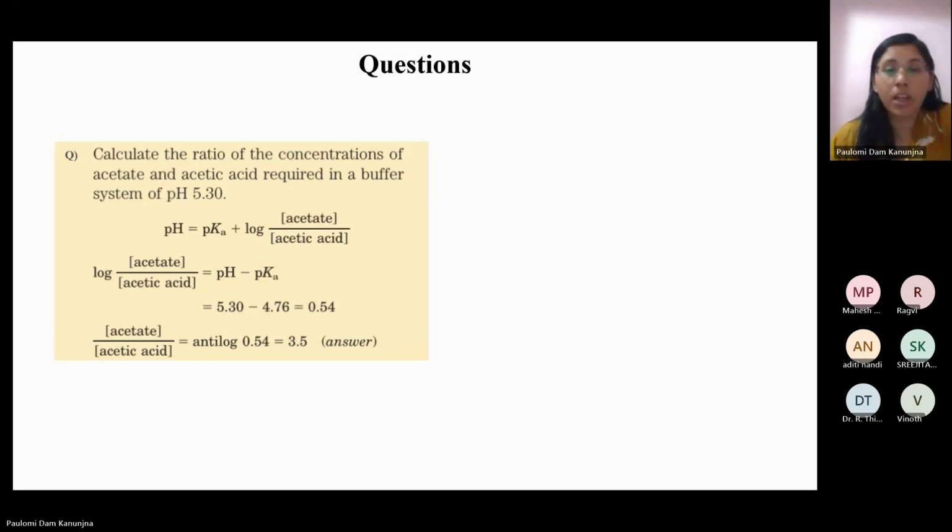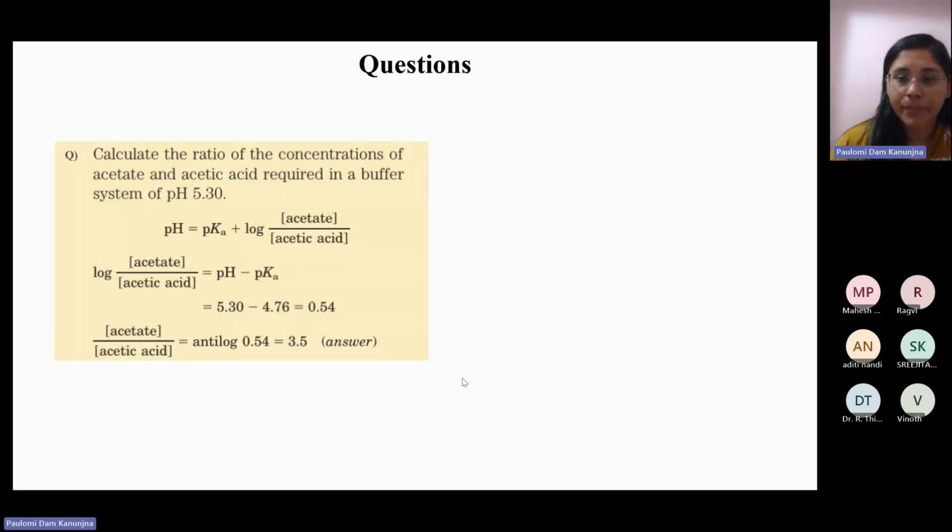So what you are supposed to find is this component here. You are given the pH. We know the pKa from our experience. So we know that the log of acetate to acetic acid is 0.54. What we are supposed to look at is the value of the ratio. If log of acetate by acetic acid is 0.54, then acetate by acetic acid is just the antilog of 0.54, which is 3.5. So most of you got it right, and that's correct.